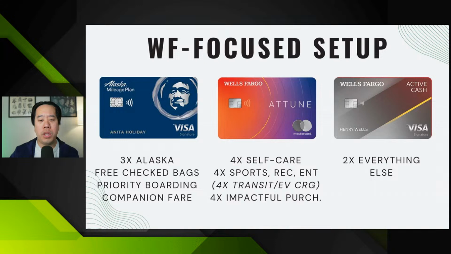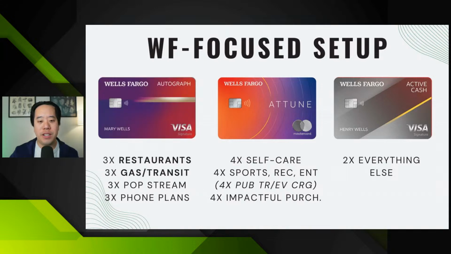So when we think about the Wells Fargo trifecta, this is kind of what you're looking at. You have the Autograph card, which is the main card that ties it all together, and because you have restaurants, gas and transit covered on that card, that covers a lot of the main categories, but you're still going to miss a few things. So this is your Wells Fargo focus setup with your Attune card, Autograph card, and your Wells Fargo Active Cash card. But you're missing things.